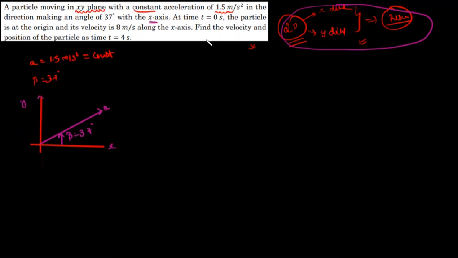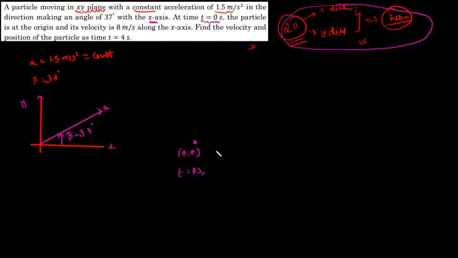At time t equal to 0 seconds, the particle is at the origin. Let me take this as the origin, 0 comma 0. The particle was at this origin when the time was 0 second, and its velocity is 8 meter per second along the x-axis.